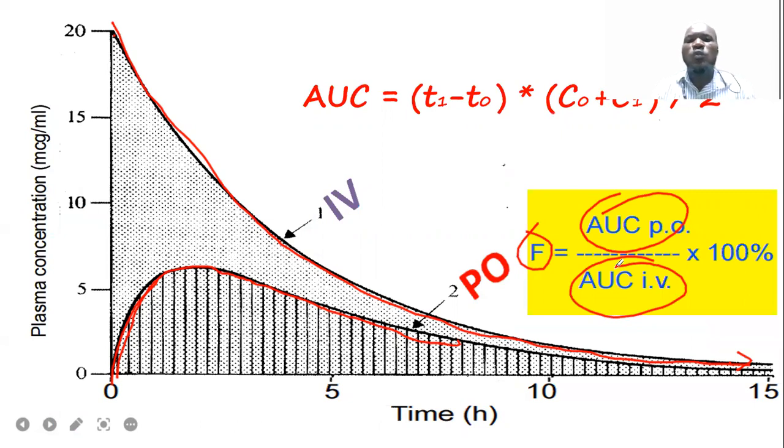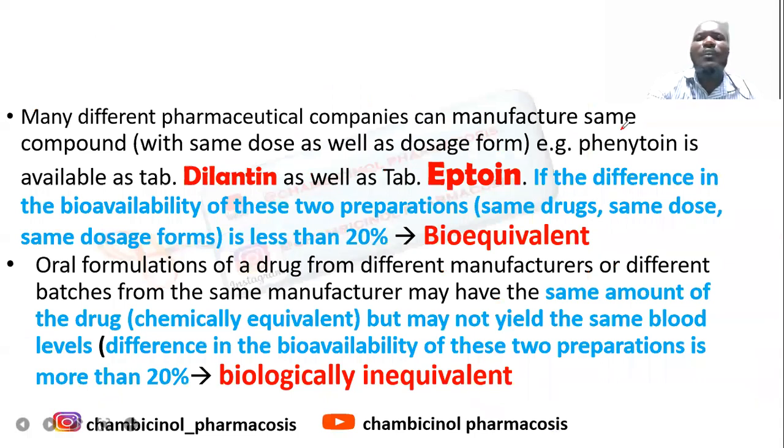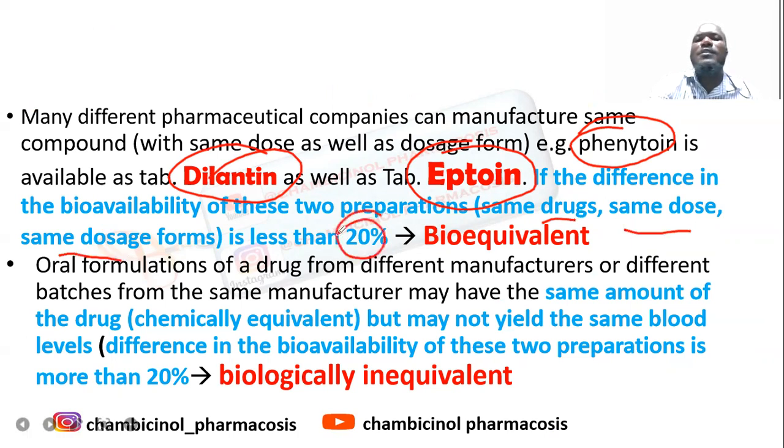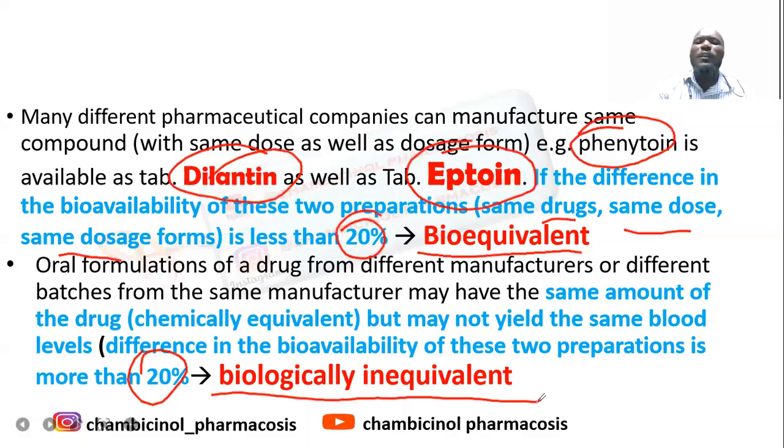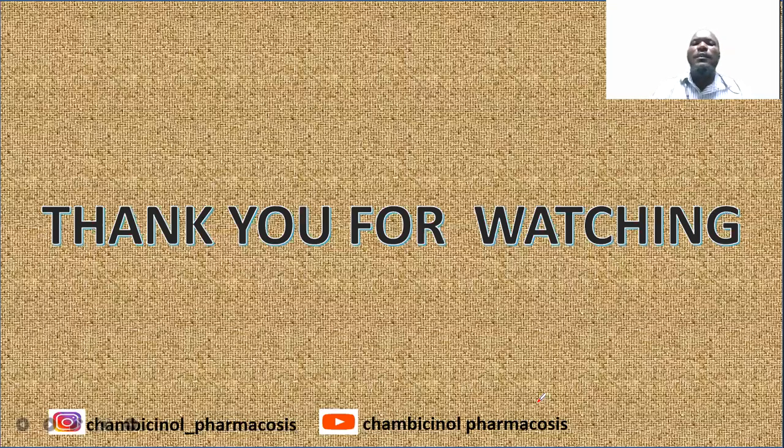When the difference in bioavailability between two brand names is less than 20%, this is called bioequivalence. For example, the drug phenytoin is marketed under the brand names Dilantin and Eptoin. If the bioavailability of this drug, prepared in the same dosage and the same dosage form, differs by less than 20%, this is called bioequivalent. But if the difference in bioavailability is more than 20%, this is called biological inequivalence. That is very important to understand in this part.